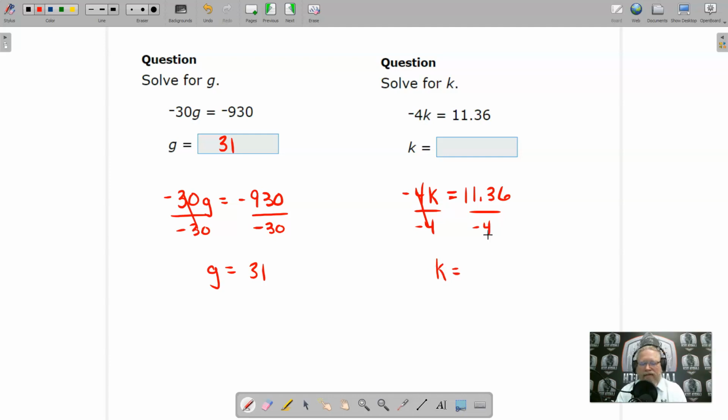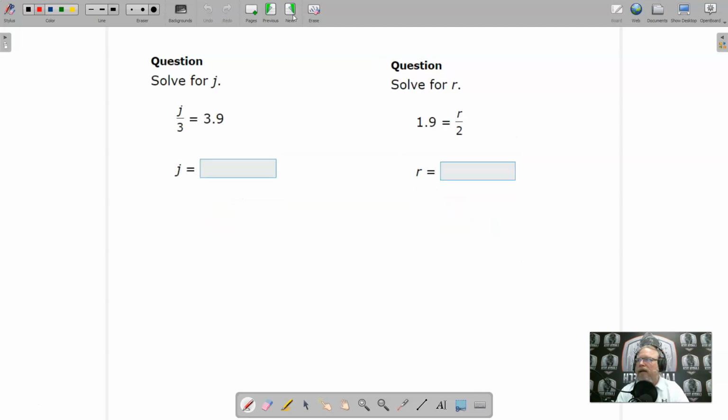And then 11.36 divided by negative 4 is going to give us a negative 2.84. So negative 2.84 is the solution to this equation.